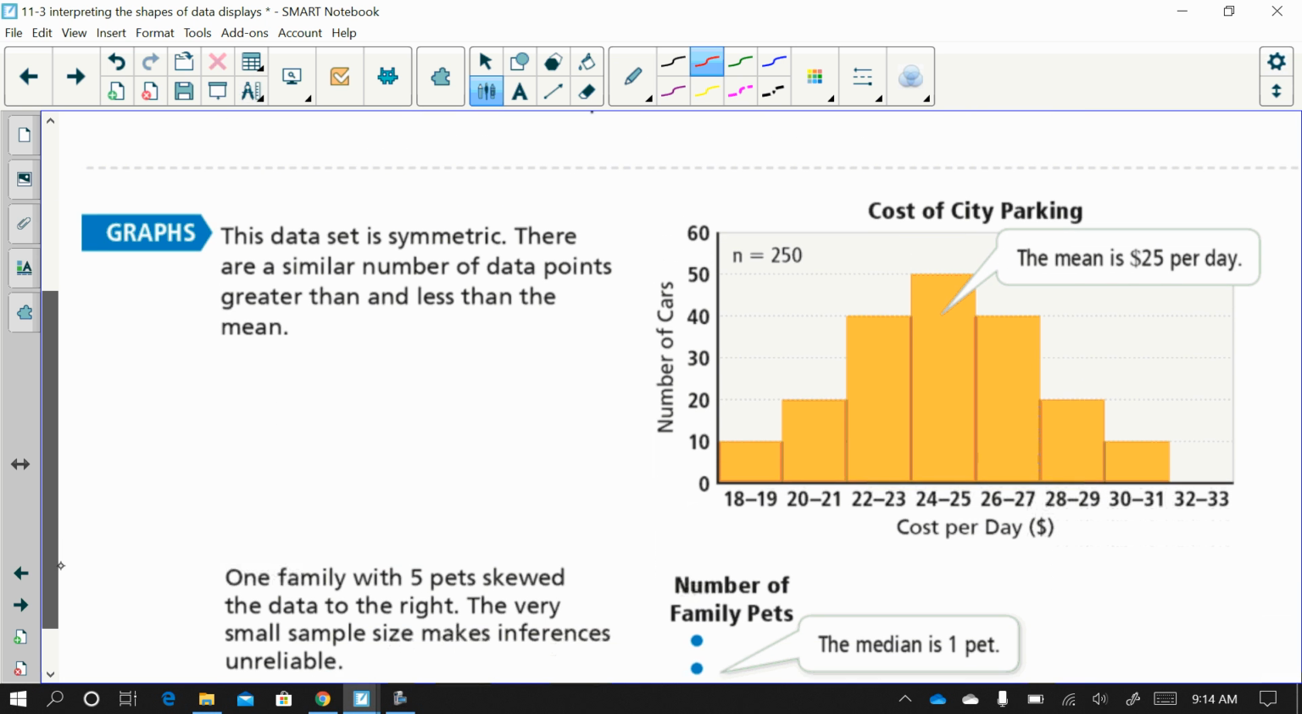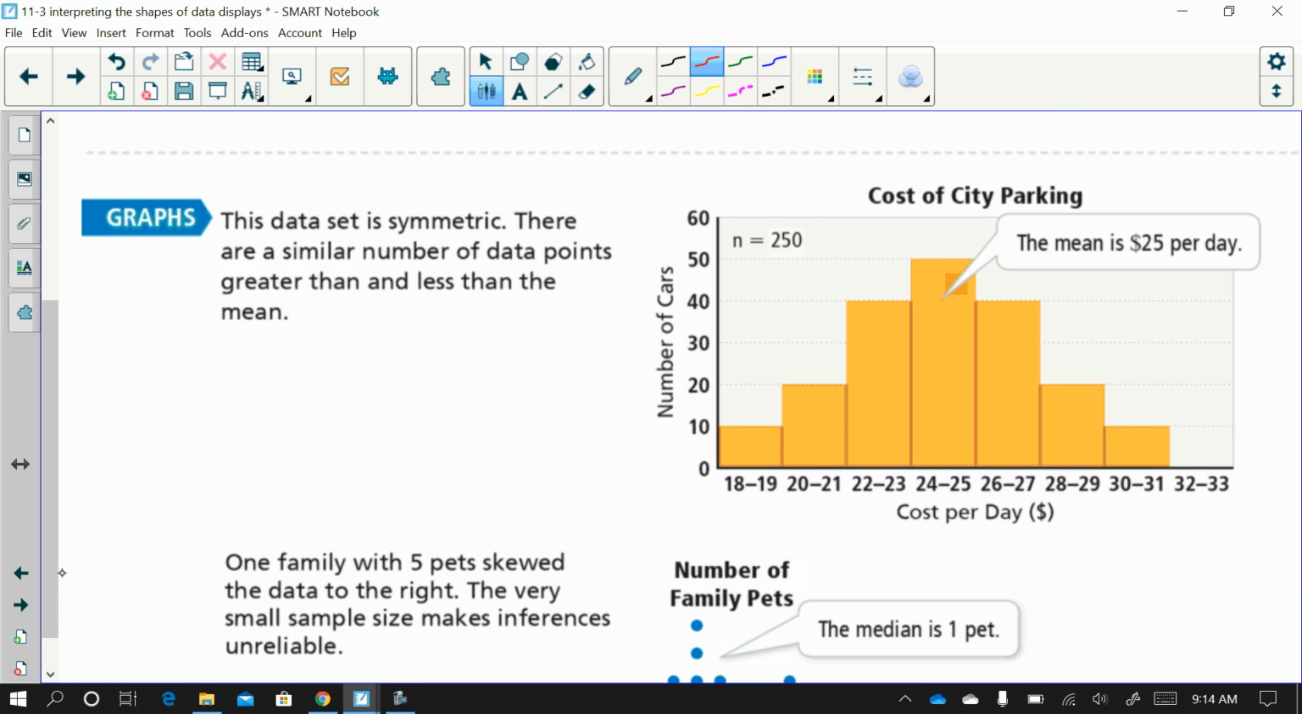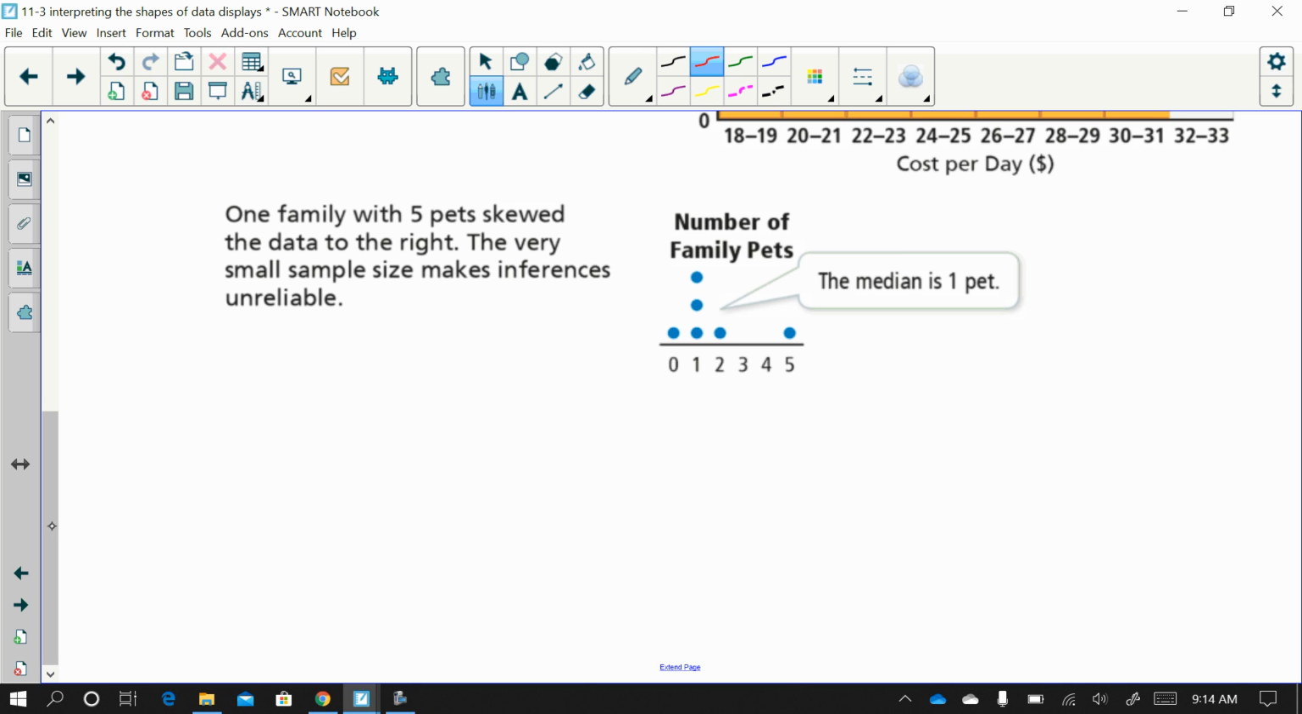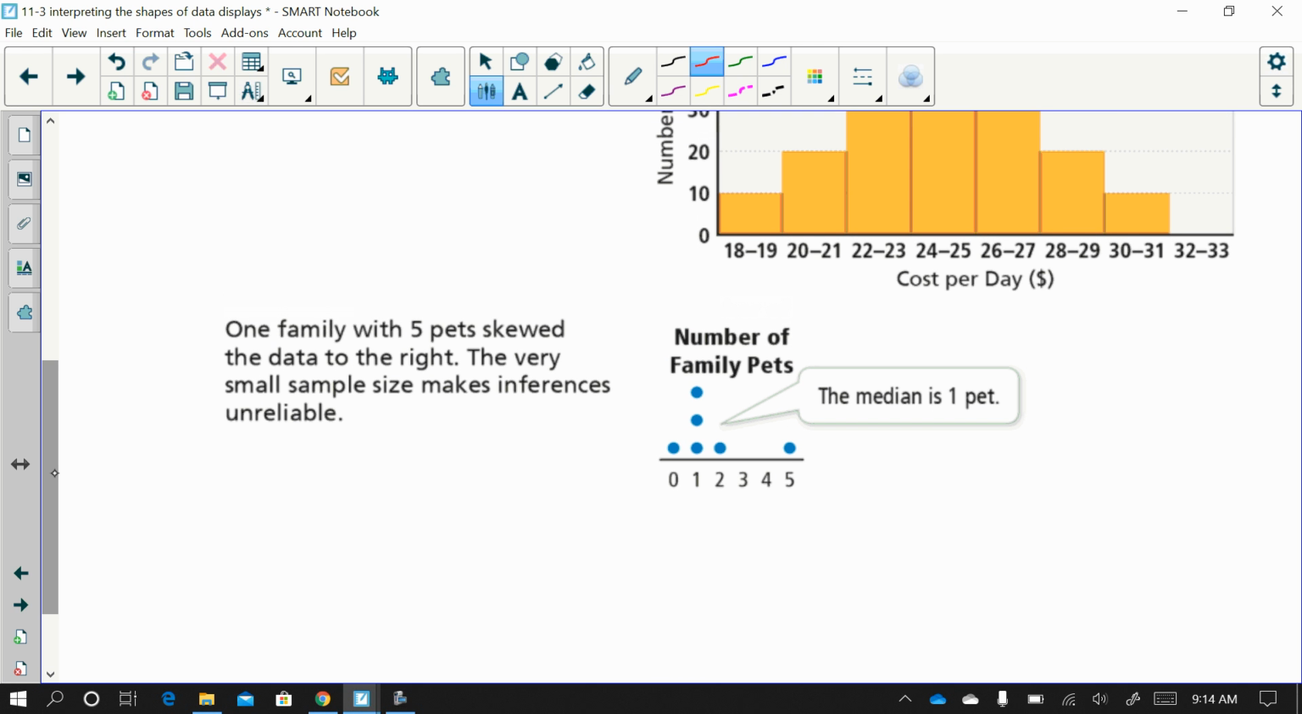This data set here is symmetric. There are a similar number of data points greater than and less than the mean. Here's what a dot plot looks like when it's skewed. One family of 5 pets skewed the data to the right. The very small sample size makes inferences unreliable.